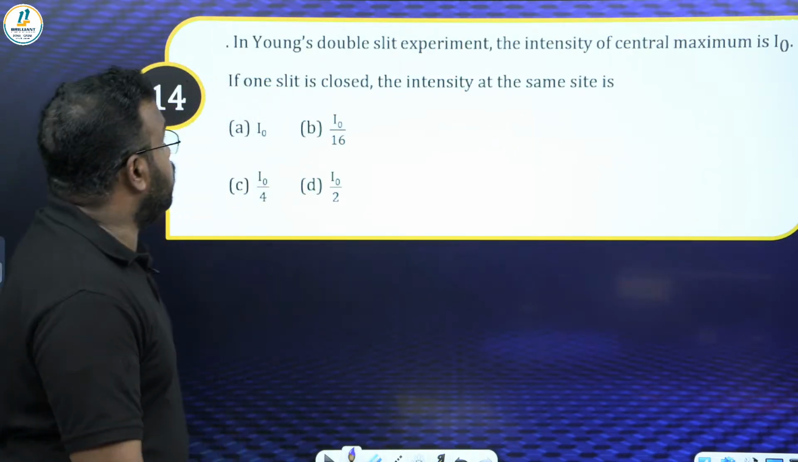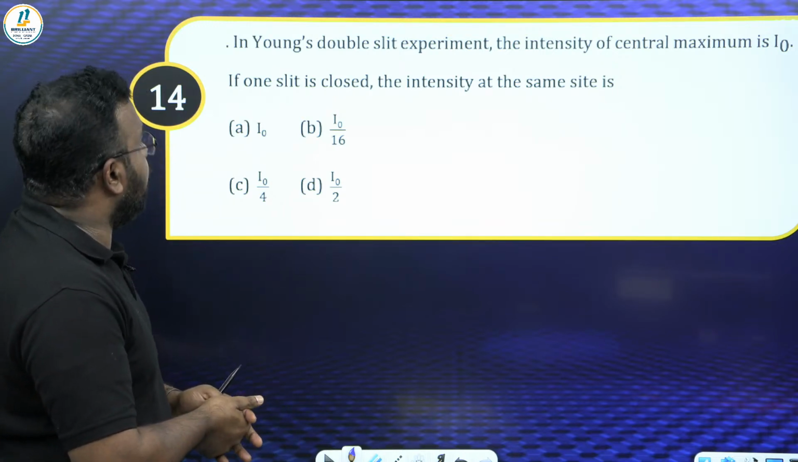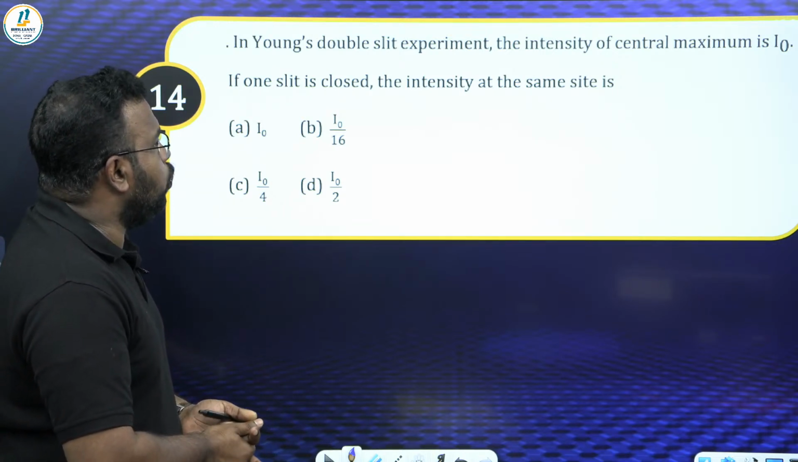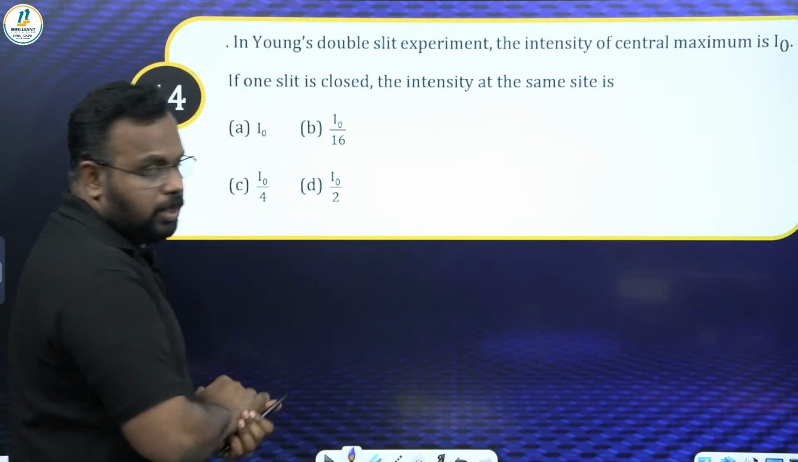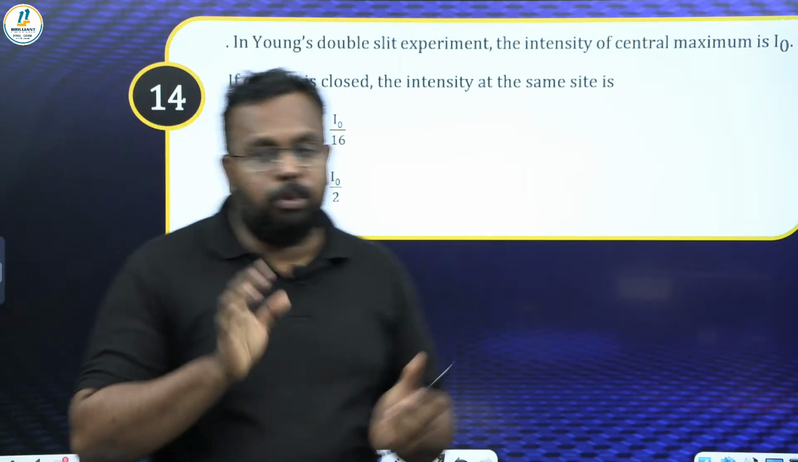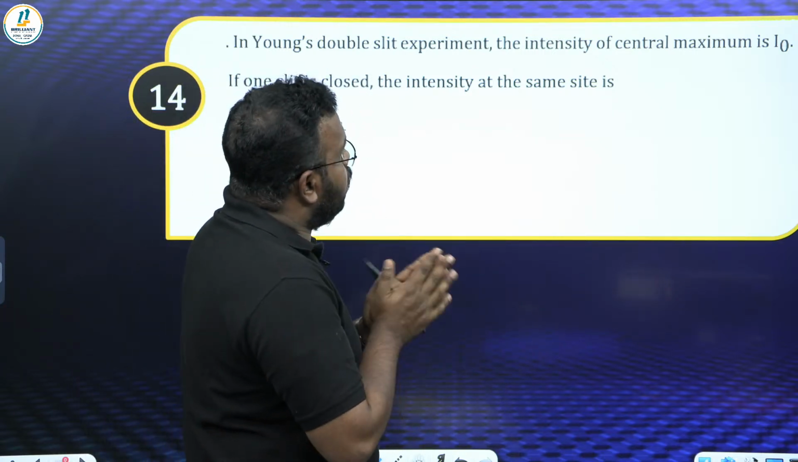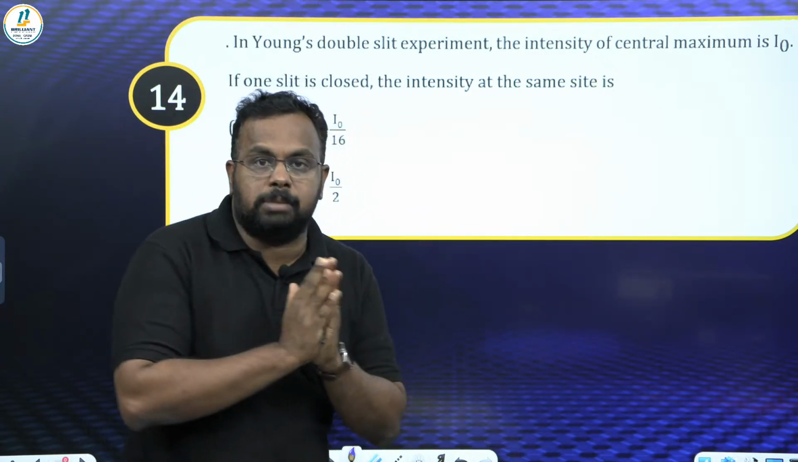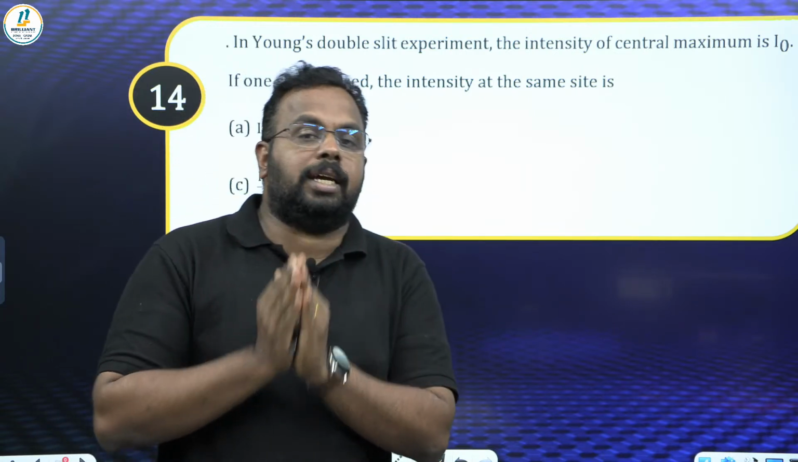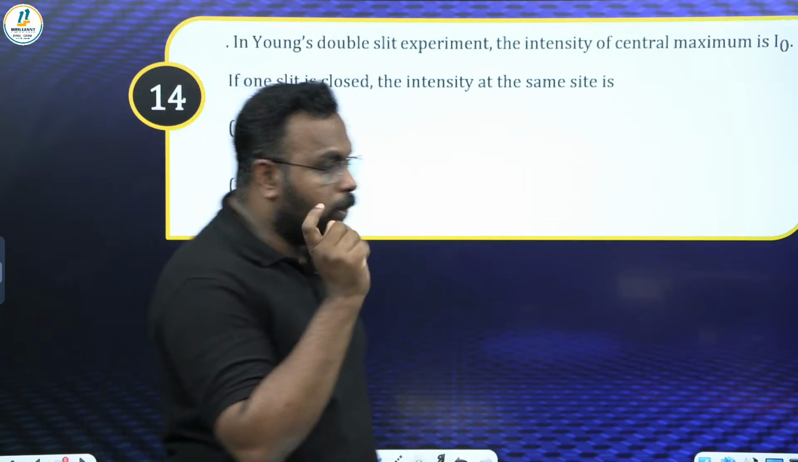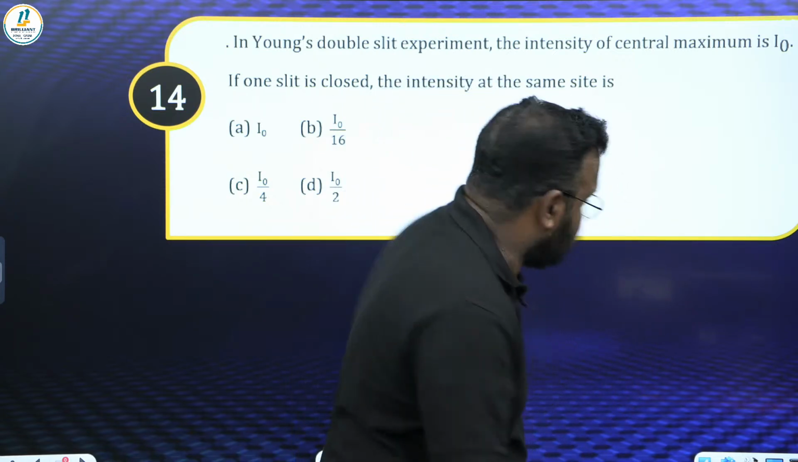In Young's double slit experiment, the intensity of central maximum is I0. If one slit is closed, the intensity at the same site is? Be careful. Easy question, but be careful, students. In a double slit experiment, the intensity of central maximum is I0. If you are closing one of the slits, what will be that answer? Yes, right answer. Very good.